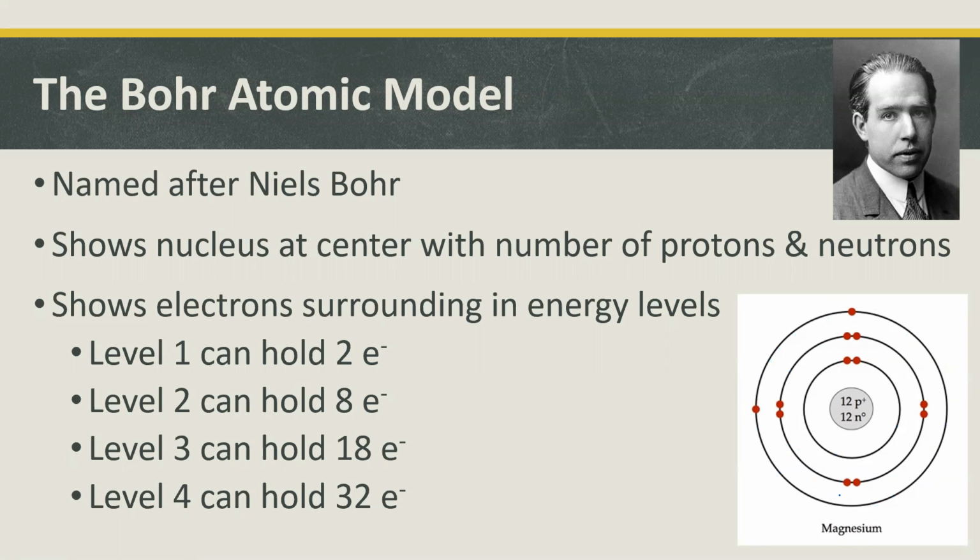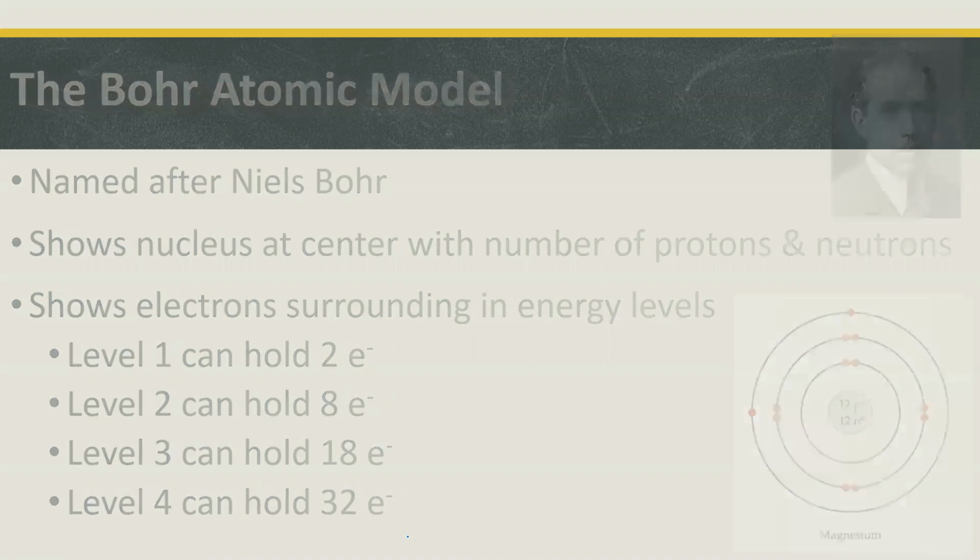So in magnesium, you'll notice that the first and second levels are full, but the third is not. That's because we only need 12 electrons, and we have 2, 4, 6, 8, 10 in the first 2 orbitals, and then 11, 12. So you're not going to draw circles, orbitals that you don't need, and you're only putting in the number that you need total using this information. So let's practice.